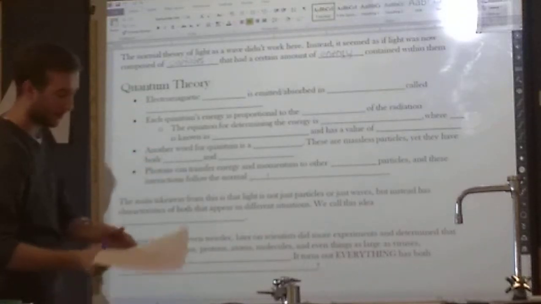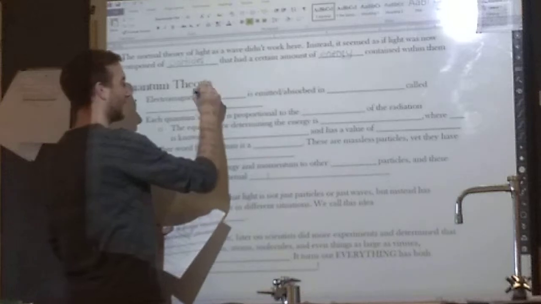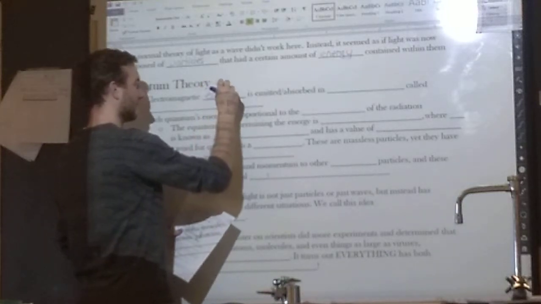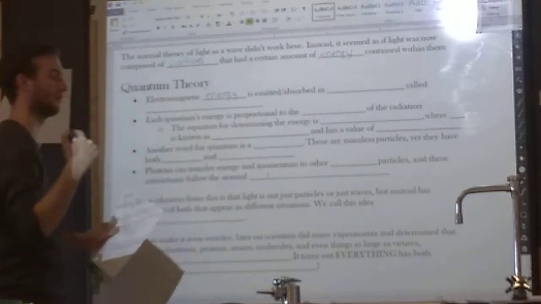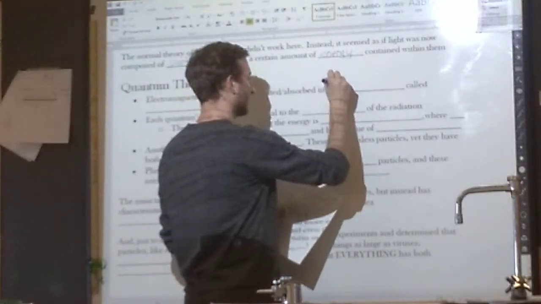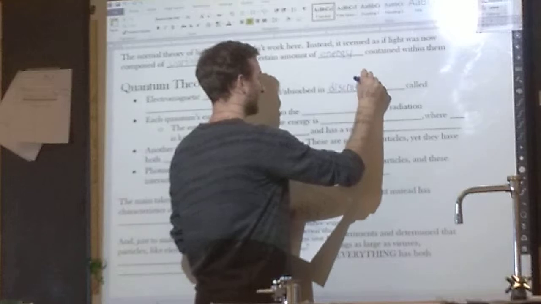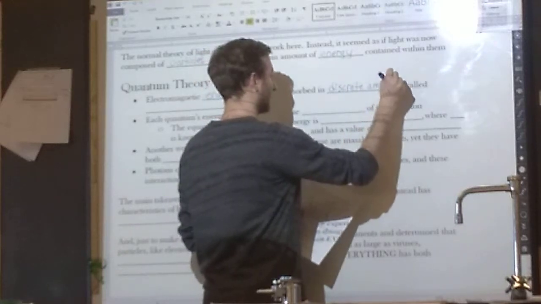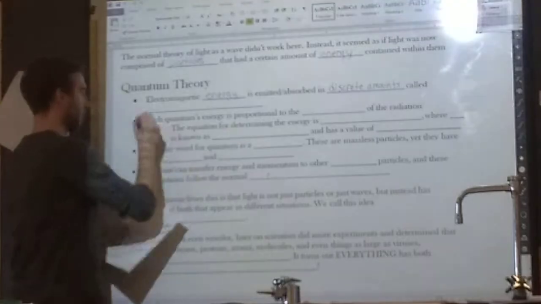Okay? First, electromagnetic energy. Energy associated with electric and magnetic fields is emitted and absorbed in discrete amounts called quanta.